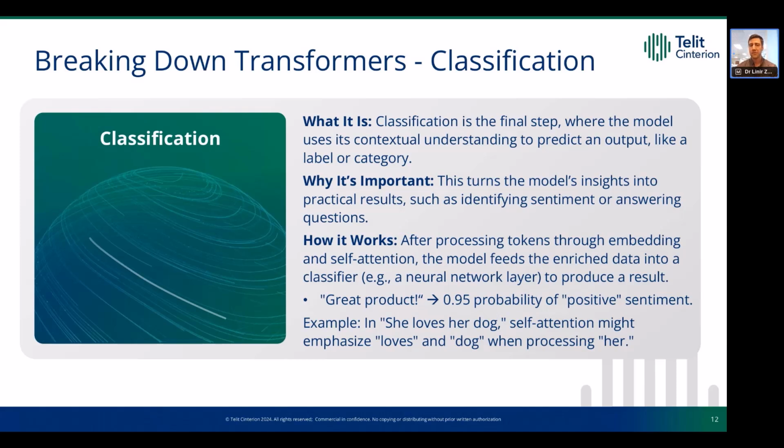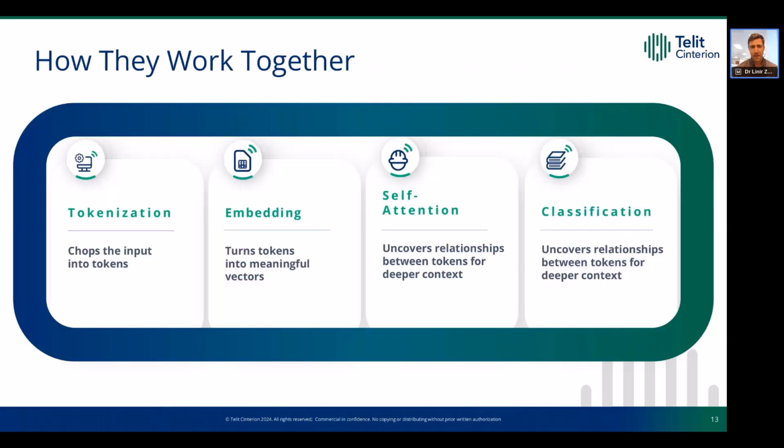You can see it in the example, the good product gets a 95% probability of being a positive statement. Very basic example, but you can think about the use case to be much broader than this. So I hope it makes sense, and how they work together. It's one step at a time. First, it tokenizes the information, chopping the input into tokens, then it's embedded, meaning turning the tokens into numerical values or vectors, and then self-attention uncovers relationships between the tokens, and finally it classifies and can predict the output based on the data that it received.